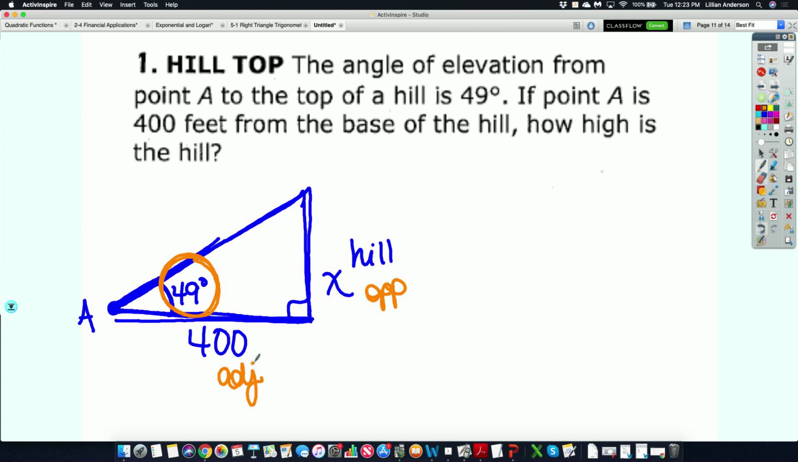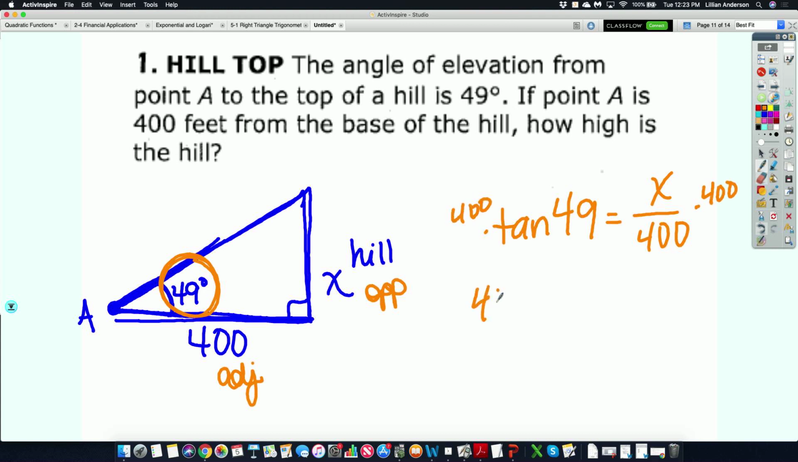Tangent. Tangent, what goes beside tangent? 49. Always the angle is equal to which over which? How do I solve for x? There you go, multiply 400 to both sides. So 400 tangent 49 is what I'm going to type into my calculator.